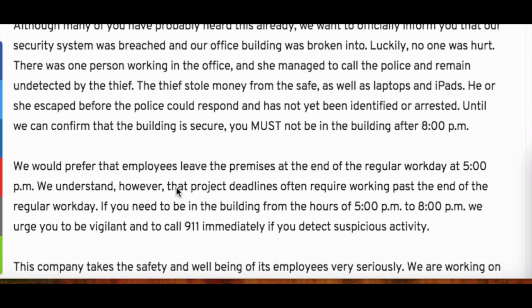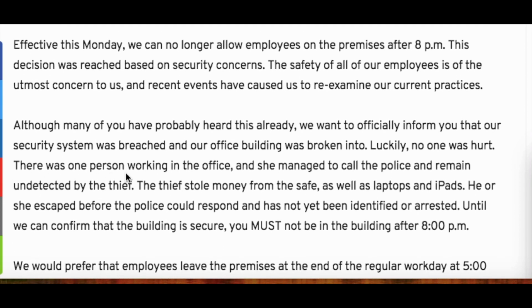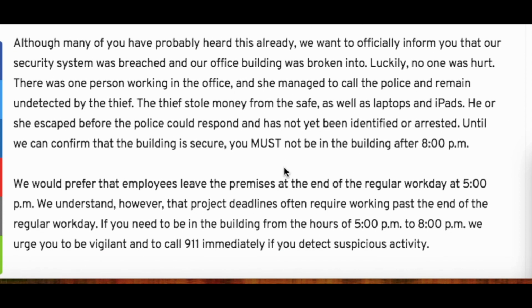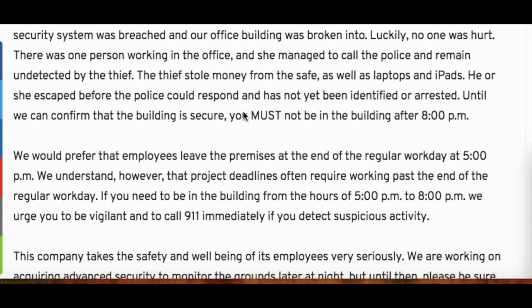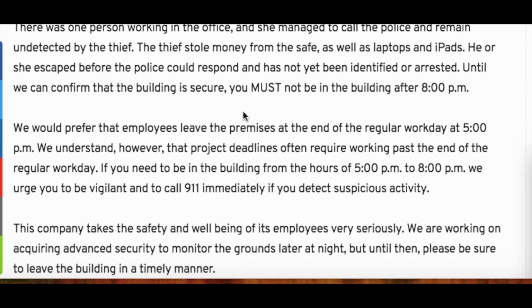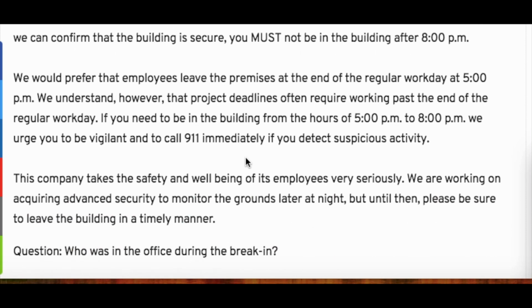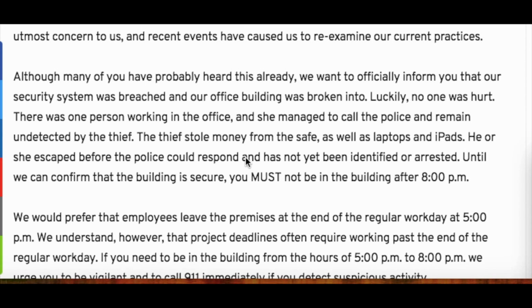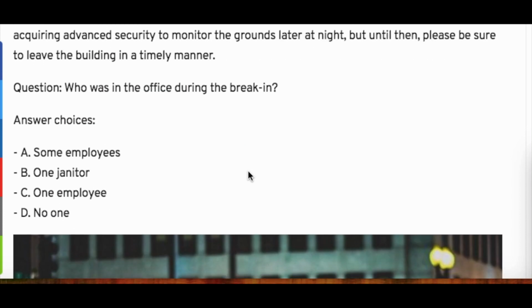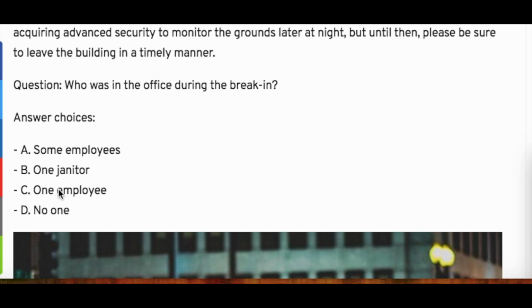Now, why did I read the whole passage? Why didn't I just read this, there was one person working in the office, and stop? Well, the reason why I kept reading was just to make sure that there wasn't going to be a twist or some kind of trick here, but nope, it was really that simple. Right there was the answer. It just says there was one person working in the office. So hopefully you see here C, one employee.